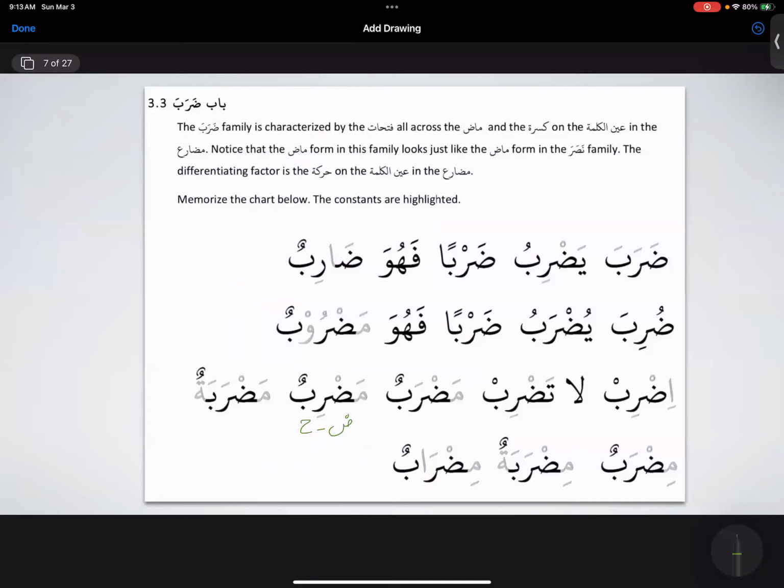Then we have bab daraba. Daraba becomes yadribu, right?